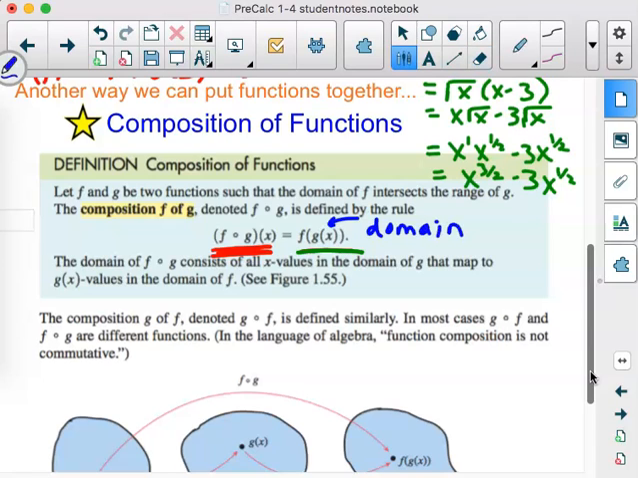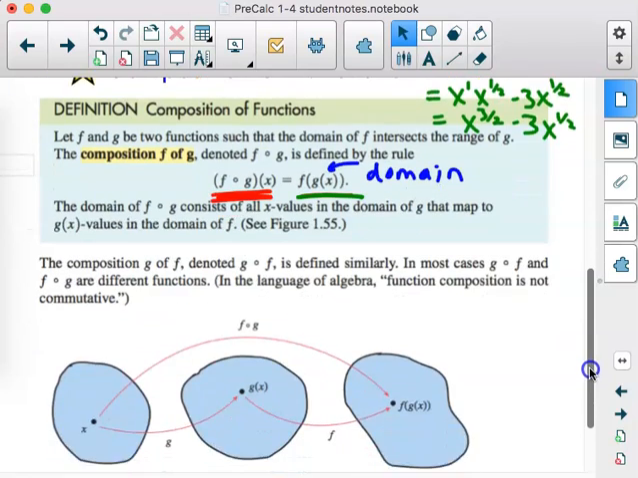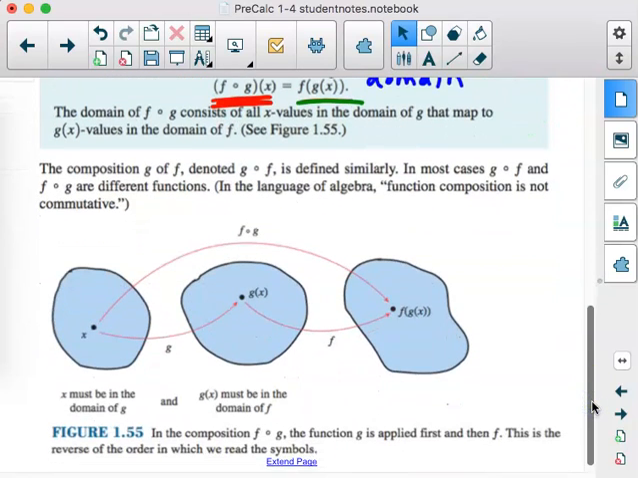It is the input. So like it says, the domain of f of g consists of all x values in the domain of g that map the g of x values in the domain of f. Down below here we have a little diagram. The composition g of f, denoted by g, and again a little donut hole of f, is defined similarly. In most cases, g of f and f of g are different functions. Composition is not commutative. You can't just say f of g equals g of f. Sometimes it does, those are special, but it does not always happen that way. So we need to know that.